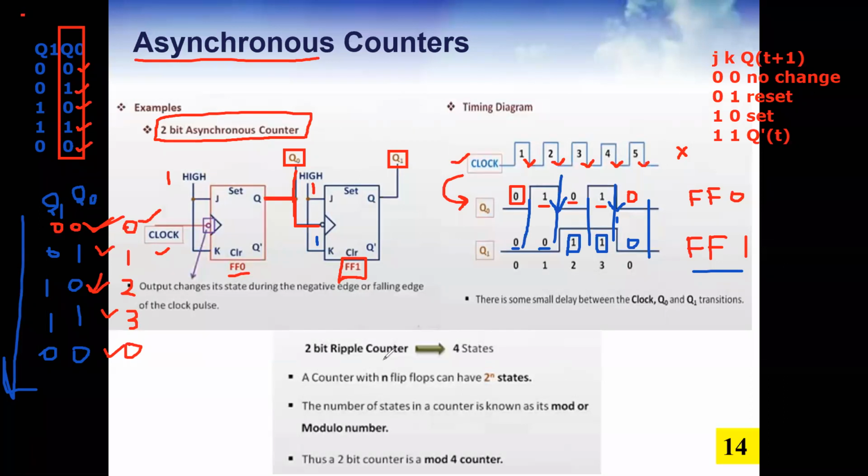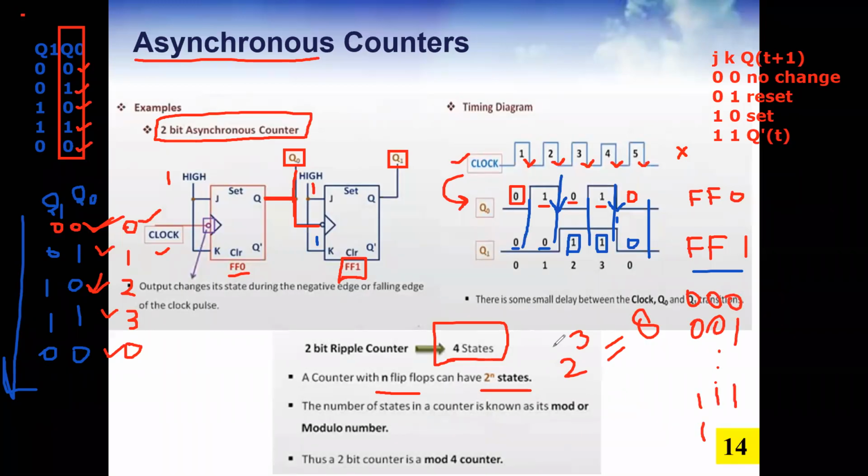So this is a 2-bit ripple counter which has 4 states. A counter with n flip-flops can have 2 power n states. Because we have 2 flip-flops here, 2 to the power 2, that is 4 states are possible. For example, if I have 3 flip-flops, 2 to the power 3, it will have 8 states. That counter will count from 0 0 0, the next count will be 0 0 1, and it will reach 1 1 1. The next count will be 0 0 0. So it can count 8 different states like that.